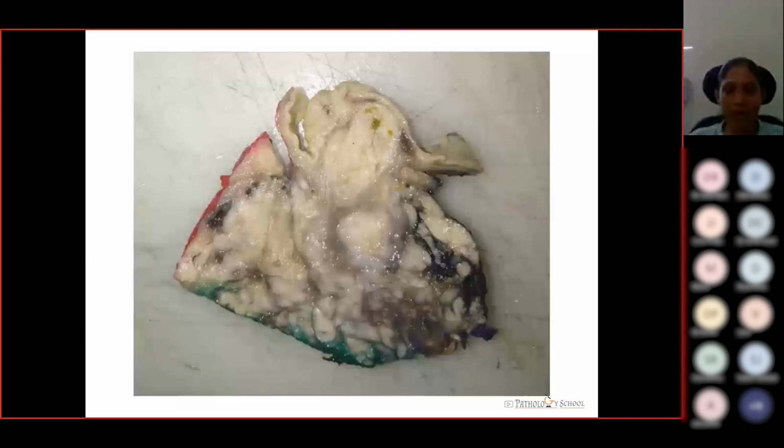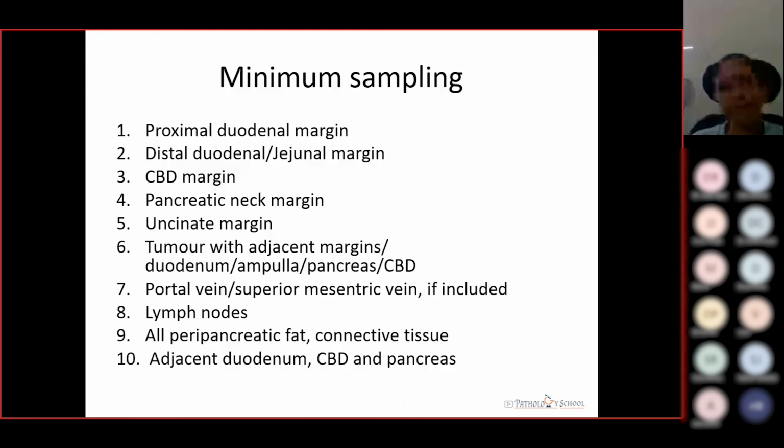So the minimum sections that one should take in a pancreaticoduodenectomy are the proximal duodenal, distal duodenal, or distal jejunal margin, whatever comes. A CBD cut margin. If you have got a frozen margin, then that suffices. A pancreatic neck margin. A shear margin is okay if the tumor is quite far away, but if it is quite near, then you have to go and take a perpendicular margin. Uncinate margin, as we have already discussed. After that, tumor with adjacent margins, if it is quite close by. Tumor along with the adjacent structures, the duodenum, ampulla, pancreas, CBD.